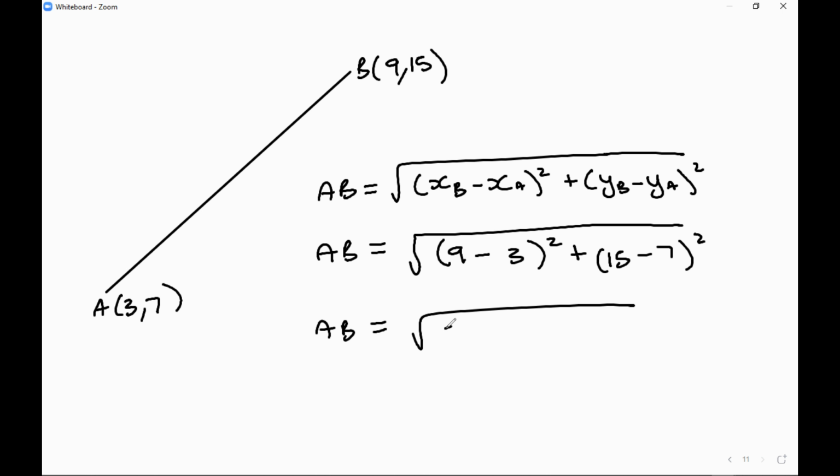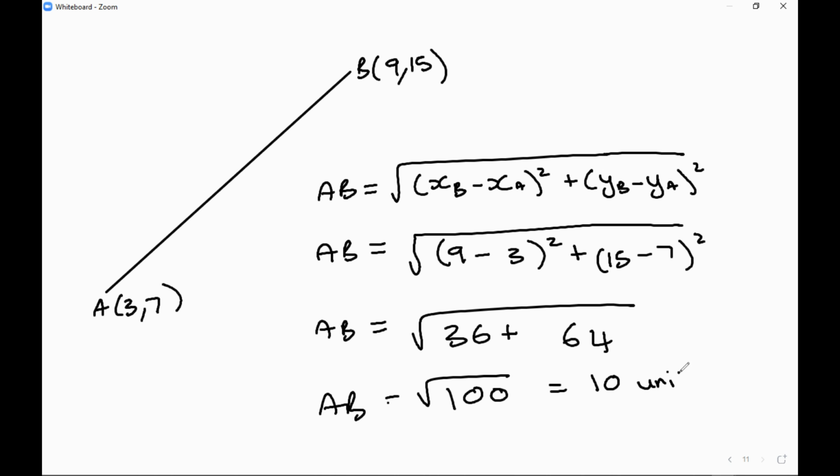That comes to 6 squared, which is 36. That comes to 8 squared, which is 64, because 15 minus 7 is 8. And that's actually a nice number, that's 100. So AB is going to be a nice number, 10. And we don't have any units, so just write units. 10 units, that's the length of this line. 10 units long.